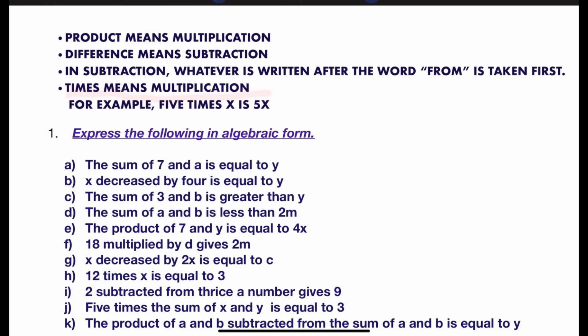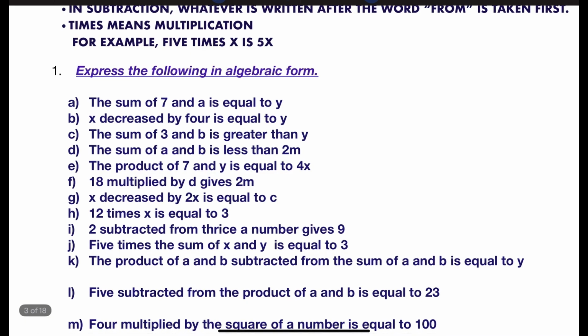Times means multiplication. For example, 5 times x, you have to write as 5x. In multiplication, 5 into x and 5x mean the same thing. You need not write the multiplication sign in between. And if there is no sign in between these two, that means it is multiplication.